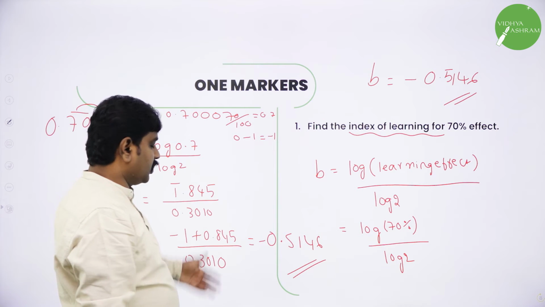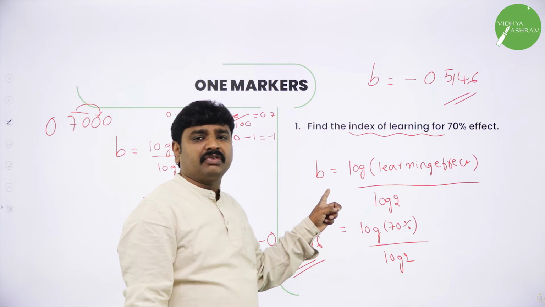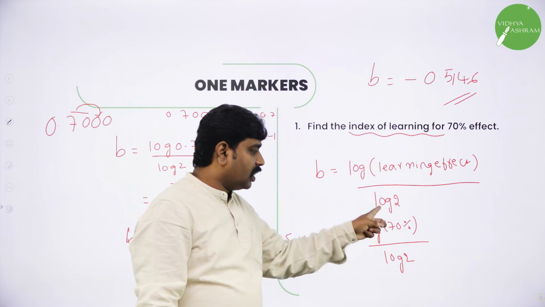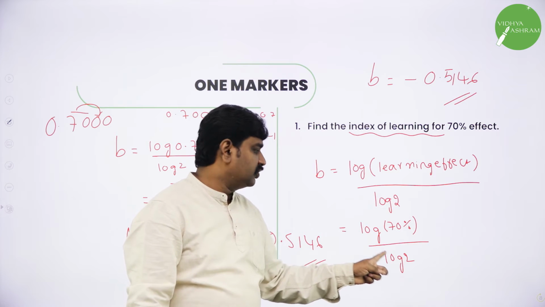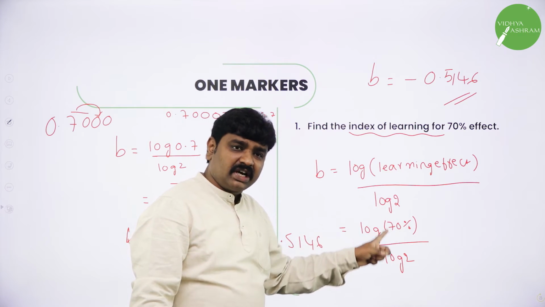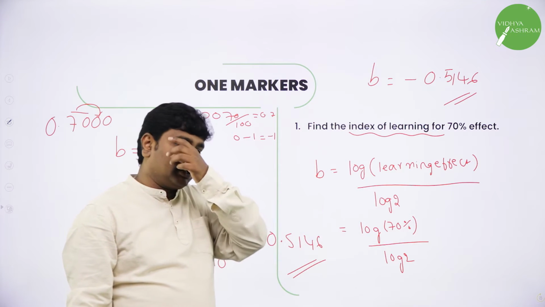So I hope all of you understood this. How to calculate index of learning? First write the formula. What is the formula for index of learning? Log of learning effect divided by log 2. What is the log 2 value? 0.3010. 70% is the learning effect given. 70% means 70 divided by 100, which means 0.7, and solve it, you will get the answer.